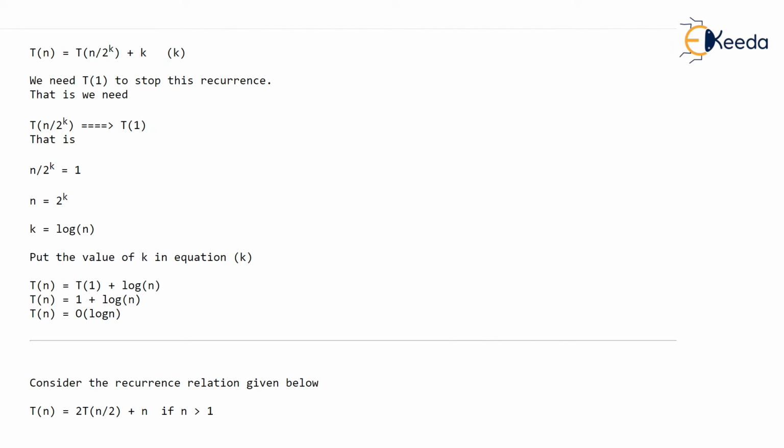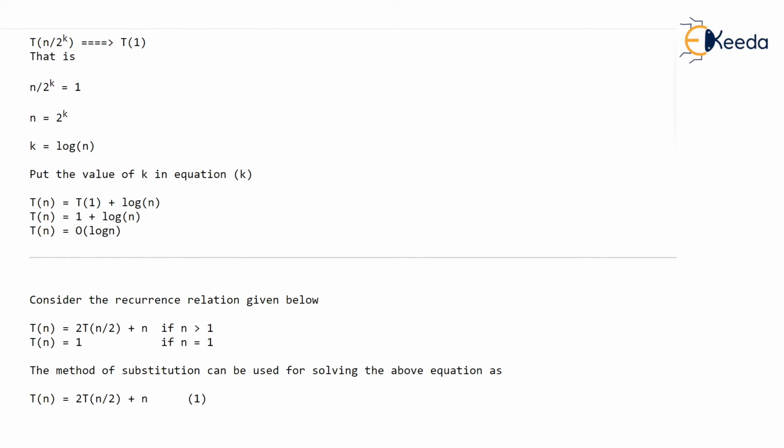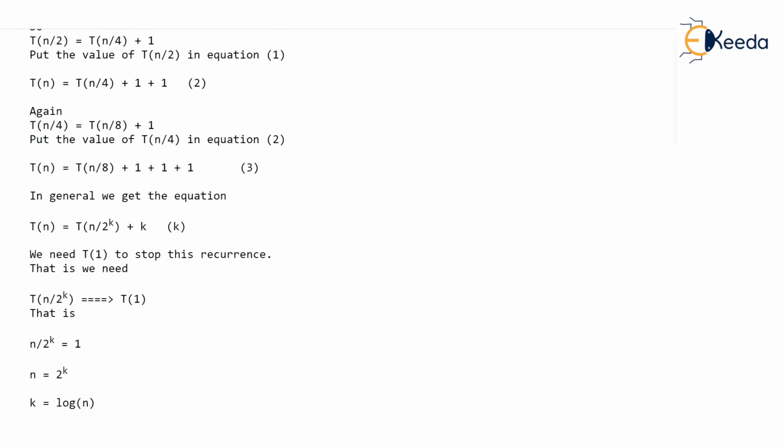And what's given in the data? Given that T1 is 1, we get finally Tn is 1 plus log n. But you notice this is a polynomial of degree log n. So we are going to write Tn is equal to O(log n). So the complexity of this particular recurrence relation is O(log n).